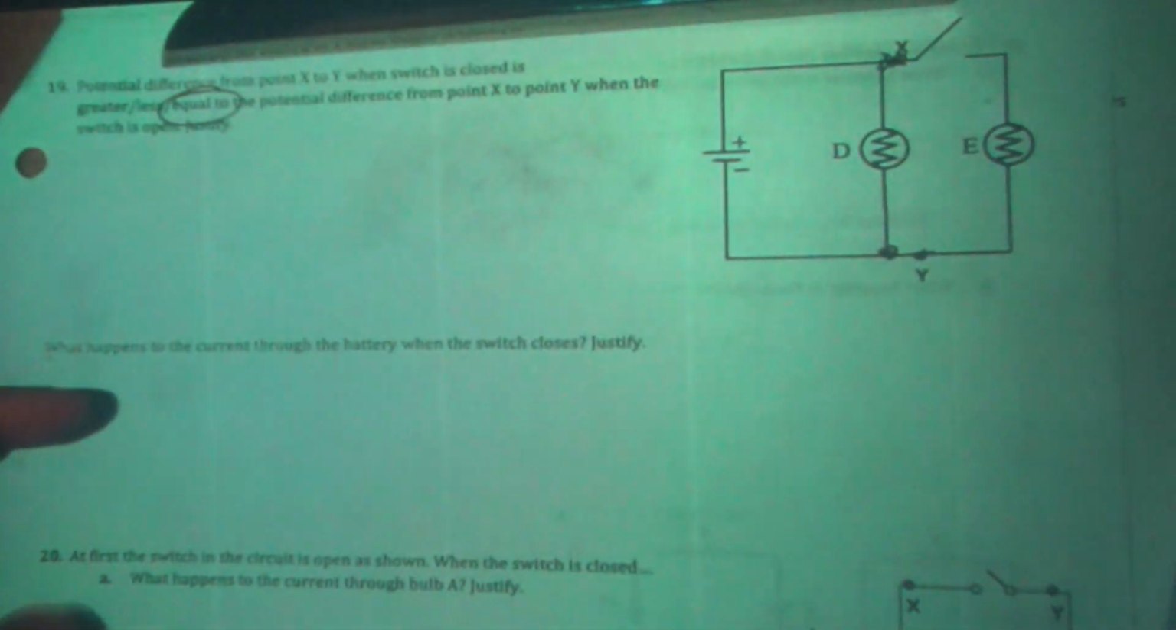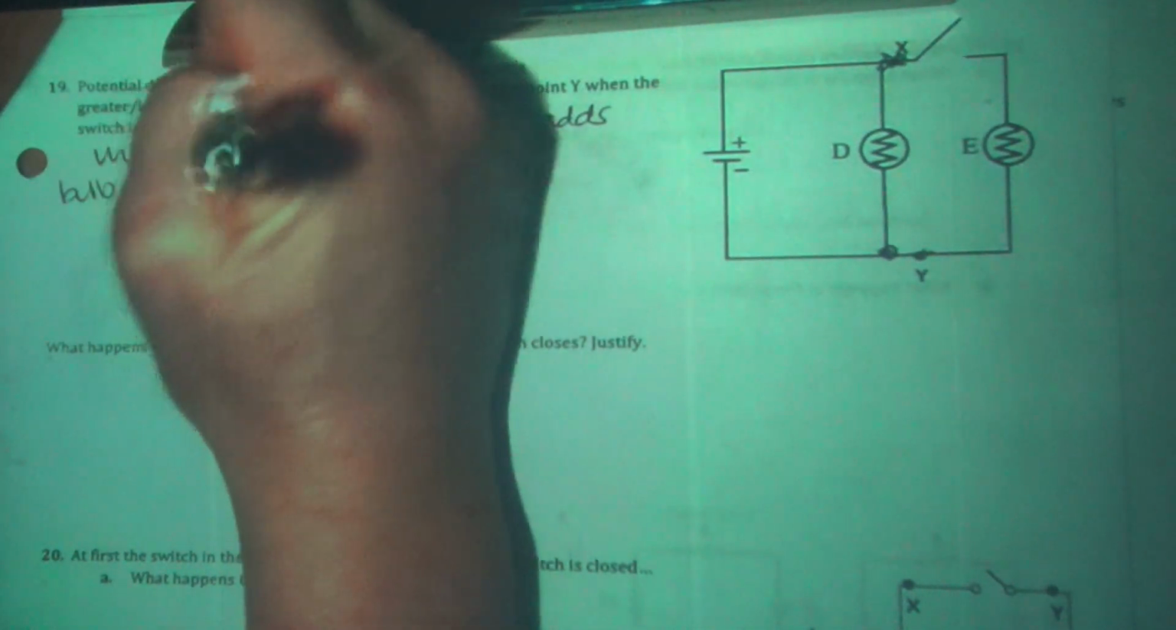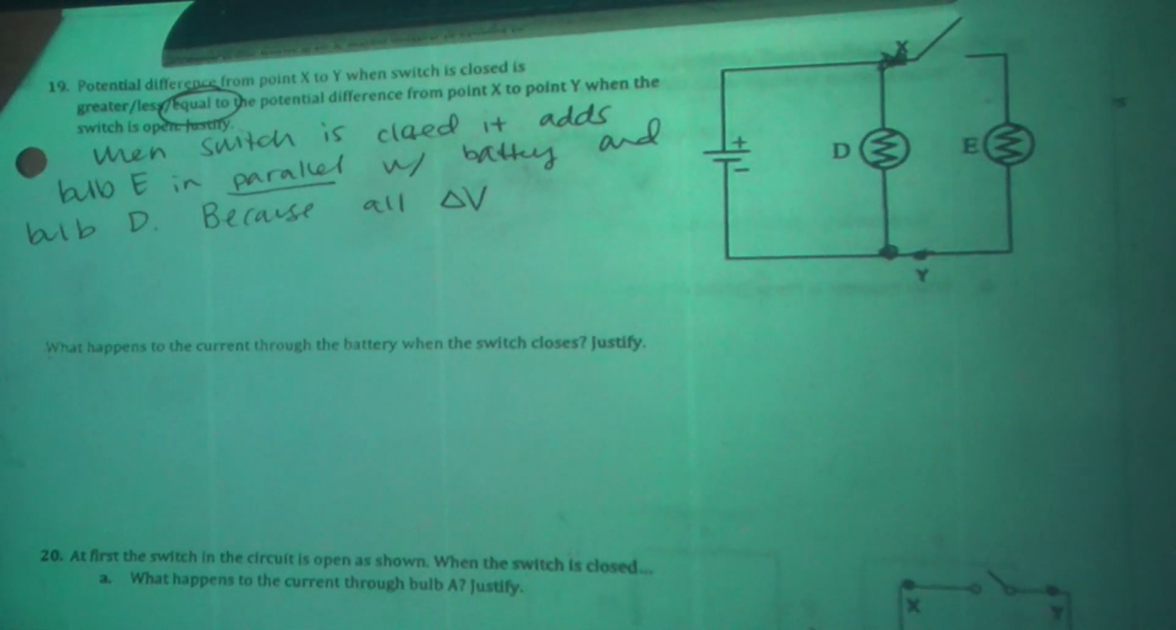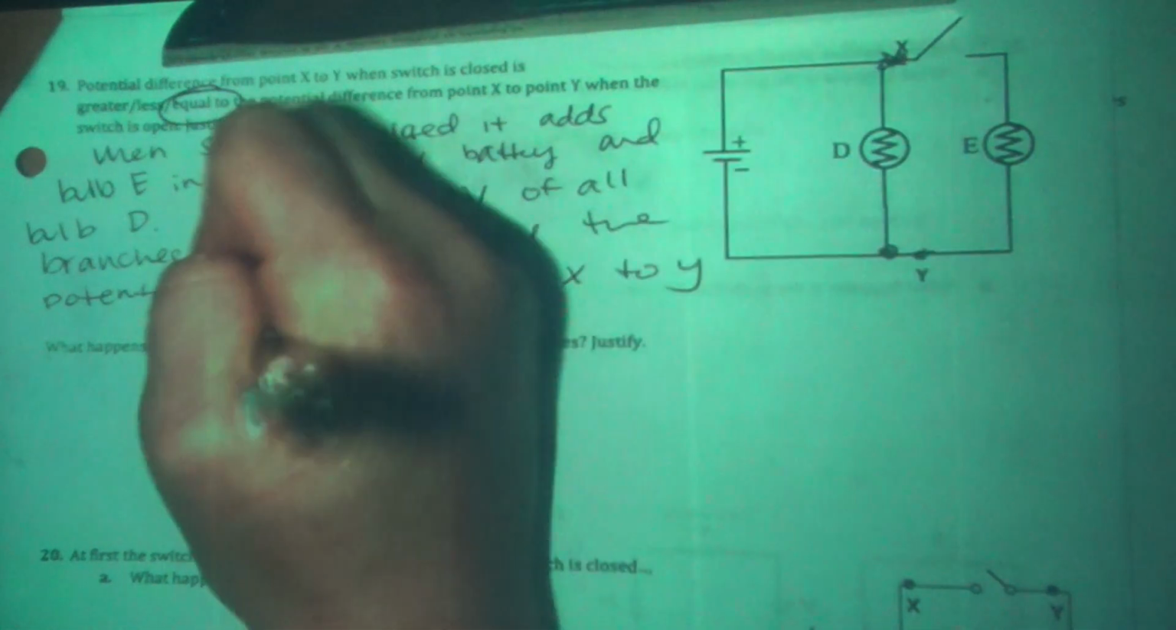So it's equal to, nothing happens, because when the switch is closed, it adds bulb E in parallel with the battery and bulb D. Because all potential differences, delta V, of all branches are equal in parallel, the potential difference from X to Y has not changed.